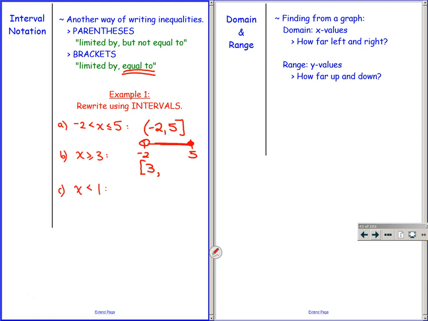On a number line, we would put an arrow, right? To infinity, so put the infinity. Positive infinity, because it would be getting bigger. It would be going to the right of the number line.